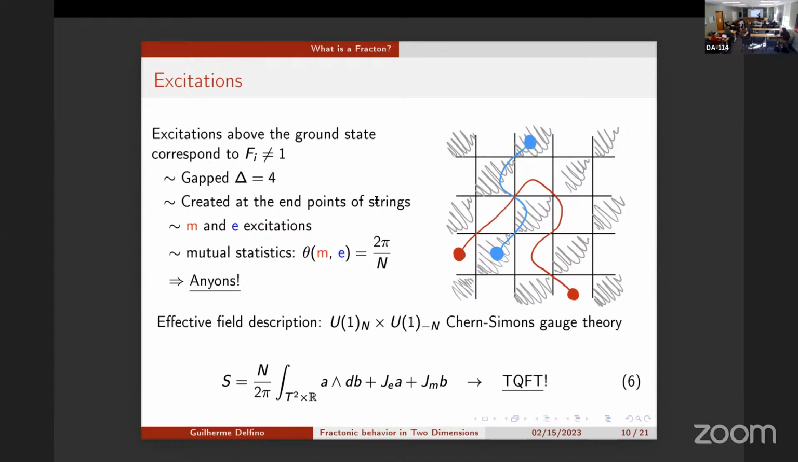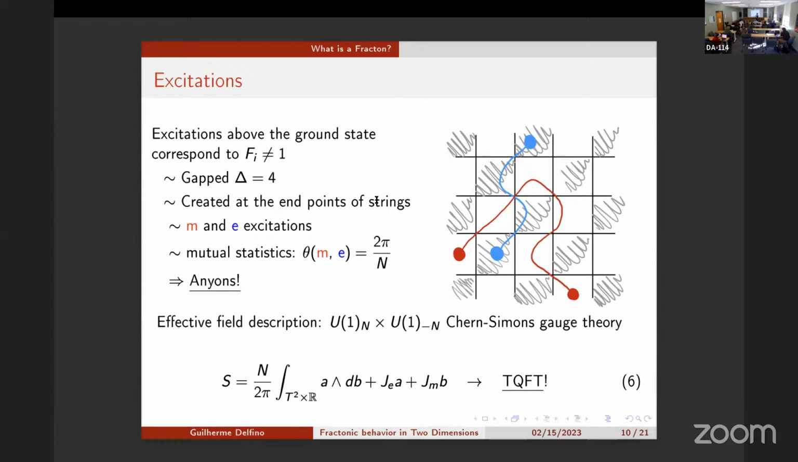If you keep this blue excitation fixed, and you just hop this red one around and go back to the same point, you pick up a phase, which is something very non-trivial. If you are used to fermions and bosons, if you take two different species of fermions and bosons, you'll never pick up a phase. So this is like a generalized concept of self-statistics that we call mutual statistics.